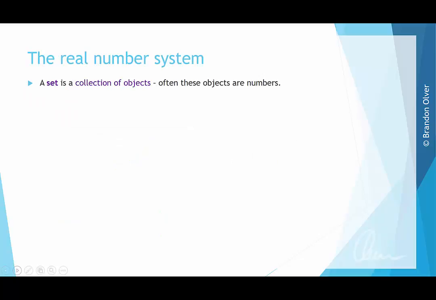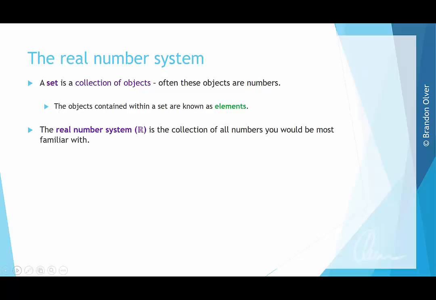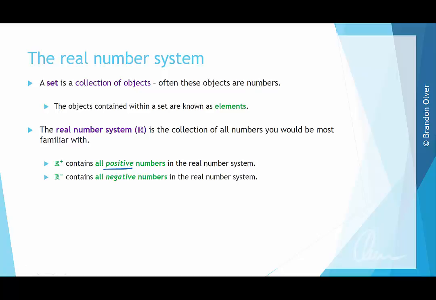So the next thing we need to think about is a set, which we're going to just describe as a collection of objects, and often these objects are numbers. That's certainly the case for the video that we're currently doing. The objects contained within a set are known as elements, and the real number system is a set or a collection of all the numbers that you would be most familiar with at the moment. So this R, which is a little bit bold-faced, stands for the real number system. And if we put a little positive superscript on it, we restrict that to being all positive numbers. Similarly, if we put a negative superscript there, we get all the negative real numbers in that system.